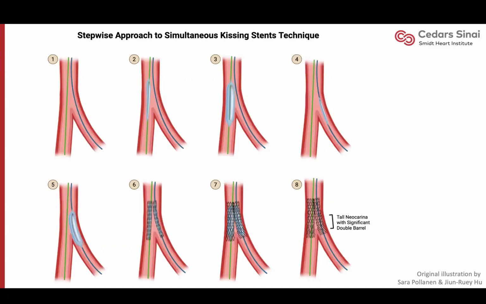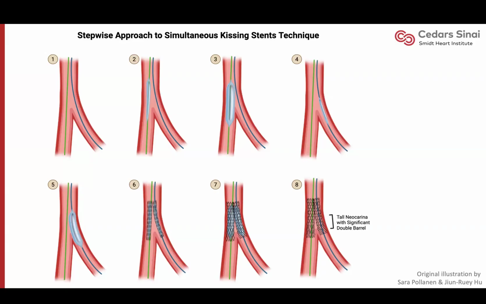The simultaneous kissing stent technique is the exact same thing as V-stenting, except the protrusion into the proximal vessel is significantly more than 1 to 2 millimeters, creating a significant double barrel segment of stent in the proximal vessel. And I'm exaggerating this over here, both in this spot and this spot, because I'm trying to show you the consequences of this double barrel. The biggest disadvantage is this long neocarina, which will make subsequent equipment delivery unnecessarily challenging.